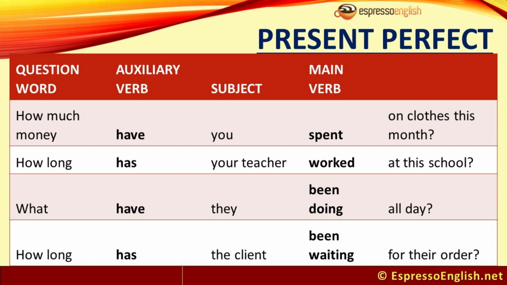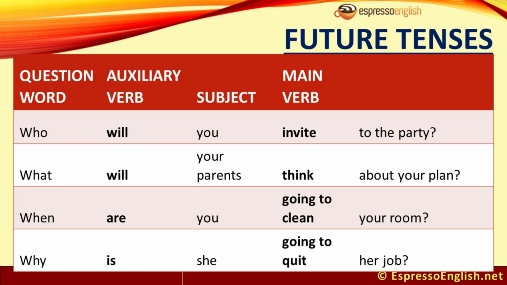The first two examples are actually the present perfect simple, where the main verb is in the past participle, spent and worked. And the next two examples are the present perfect continuous, which uses been, that's the past participle of be, and then the ing form. How long has the client been waiting? But you can see it still follows the QUASM formula. This also works in future tenses.